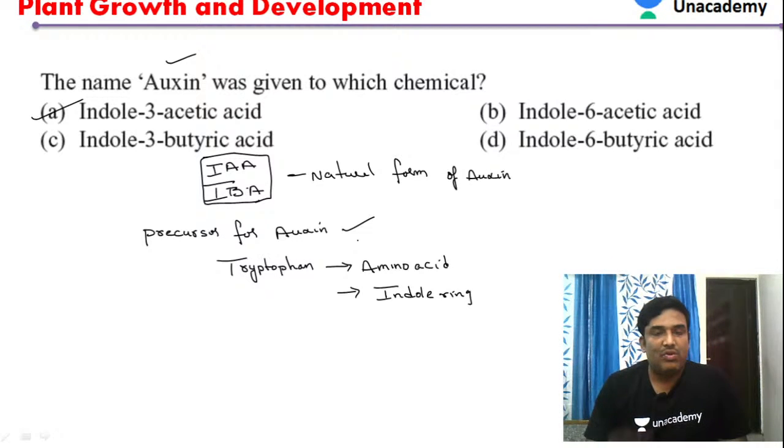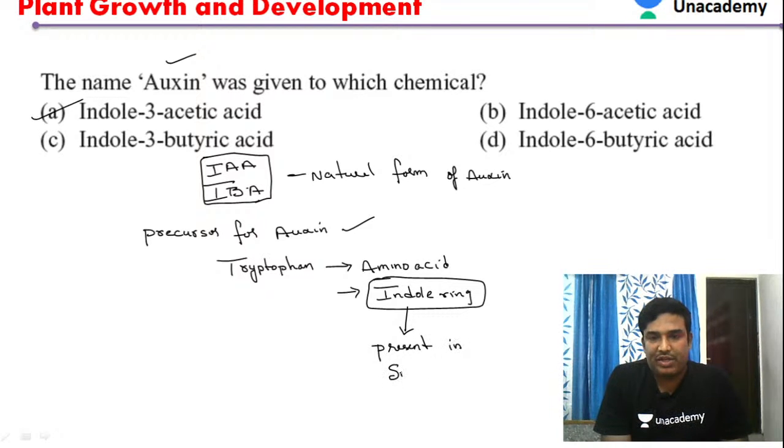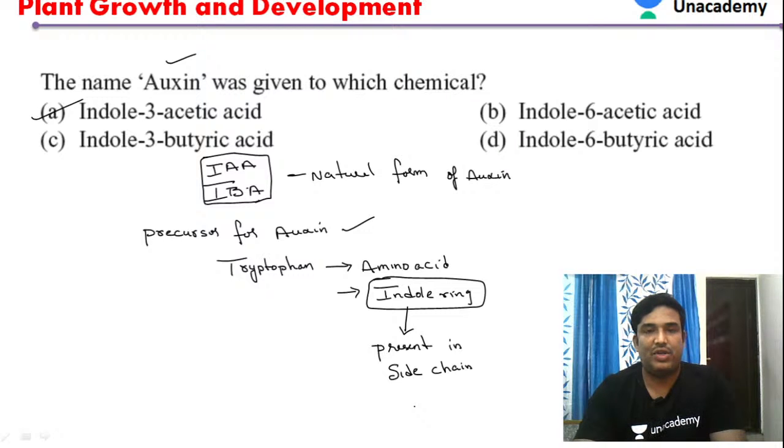Tryptophan is an amino acid. What is its importance? That amino acid has an indole ring in its side chain, so it is an indole ring containing amino acid. What we have to remember is that tryptophan is the precursor for auxin, and the name auxin was actually given to the chemical substance indole 3 acetic acid.